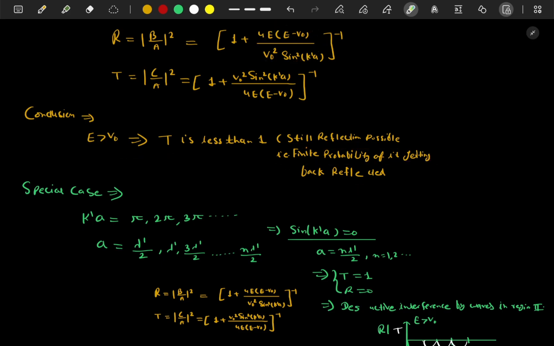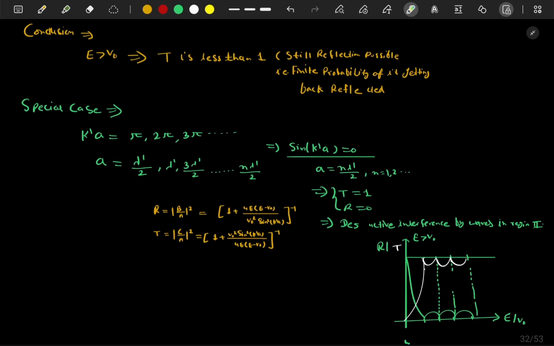So what is happening? When energy is greater than the potential barrier V0, transmission is less than 1. It is positive, 1 by something. So transmission less than 1 means there is still some chance of getting reflected in the same region.